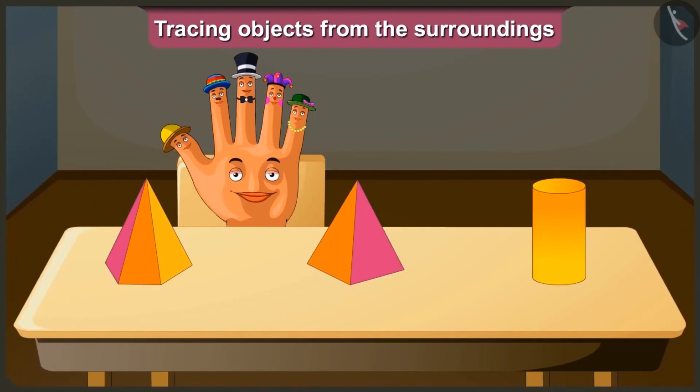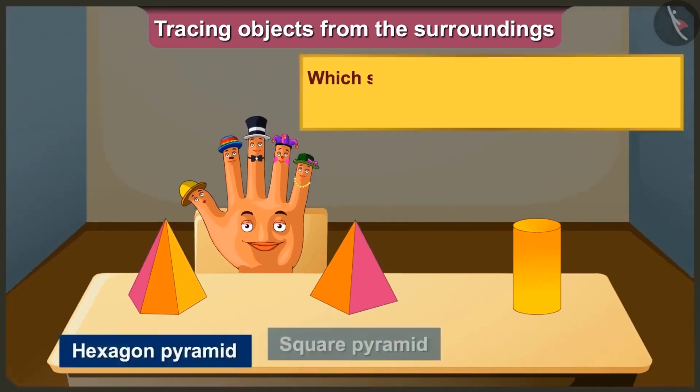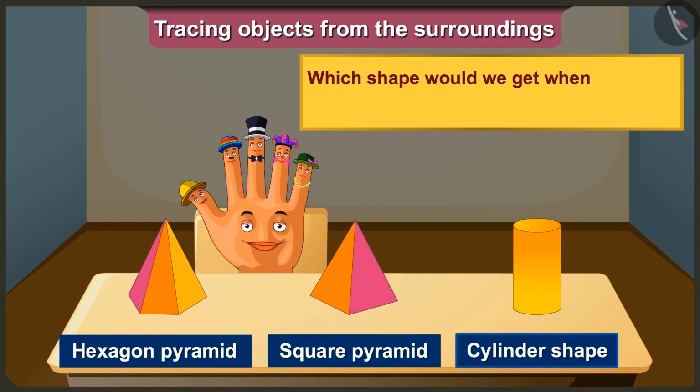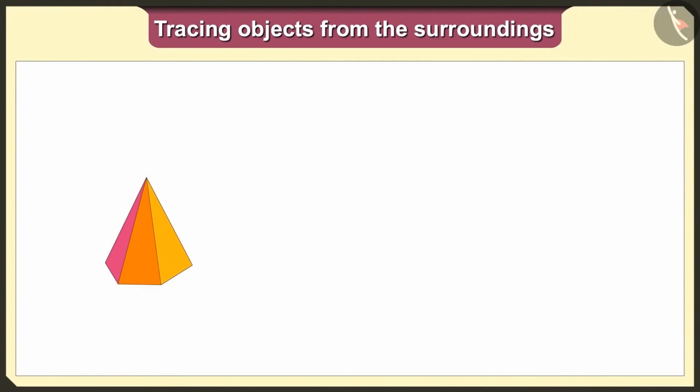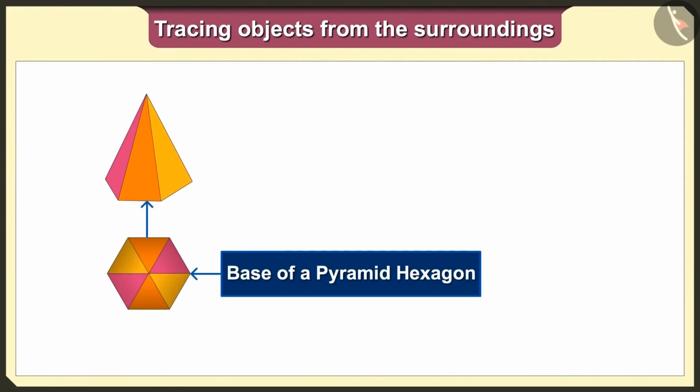Friends, did you practice tracing of objects? Yes. So now tell me, which shape would we get when we trace these solid-shaped blocks? First of all, we will keep hexagon pyramid on a paper and trace it. The base of this hexagon pyramid is hexagon.